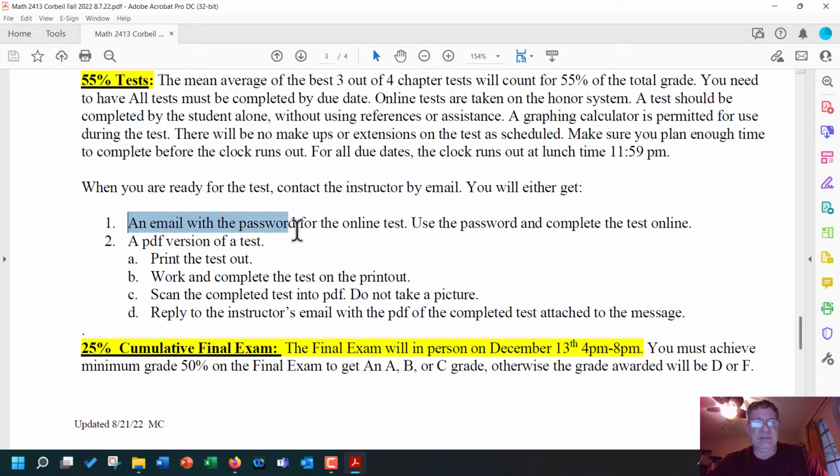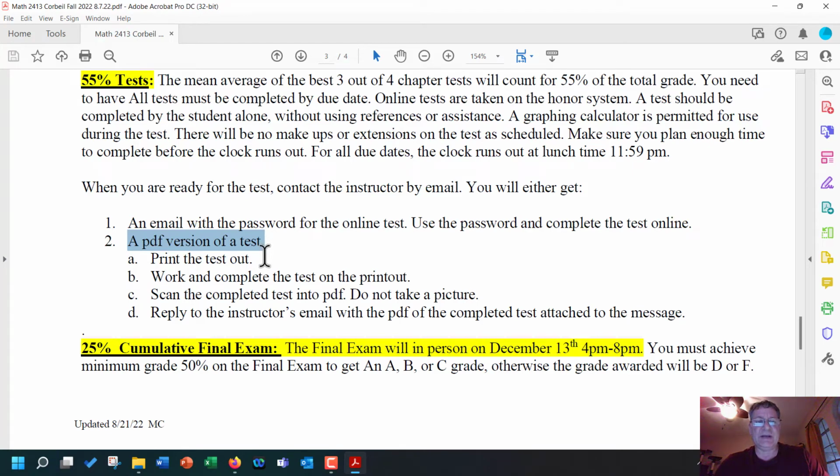Usually I will email a password for you for the online test back to you, and you'll use the password to complete the test online. As an alternative, you may get an alternative test for a specific test, in which case I will be emailing you a PDF of the test that you're going to do at home. So that's going to be kind of a different approach. The test will be kind of in a different format.